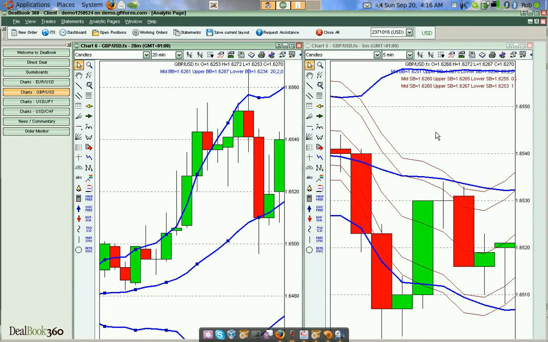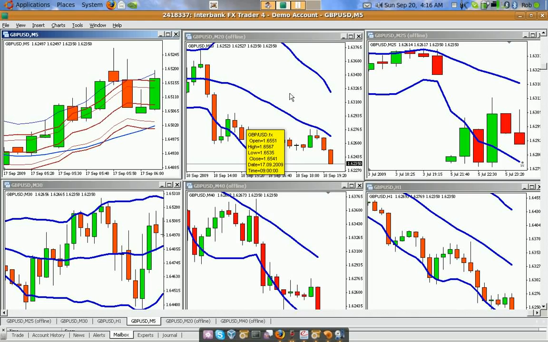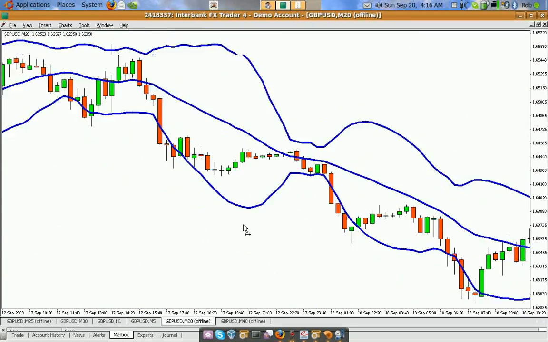Okay, before I end this video, I'm going to show the difference of what it would have looked like using the IBFX MetaTrader 4 platform instead of the GFT platform. So if we remember, on the GFT platform we saw this pattern right here, which made us want to trade short, and it looks pretty identical on the MetaTrader 4 platform.